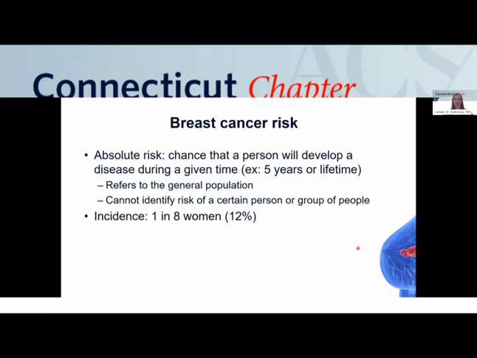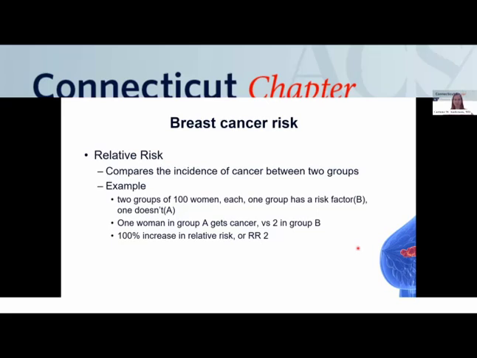And it refers to a general population. It cannot identify risk of a certain individual person or a group of people. For example, lifetime absolute risk of breast cancer in the US female population is 12%, or 1 in 8 women. Relative risk compares the incidence of cancer between 2 groups.